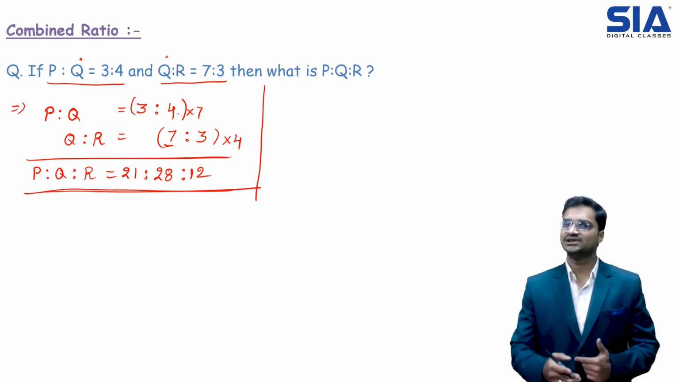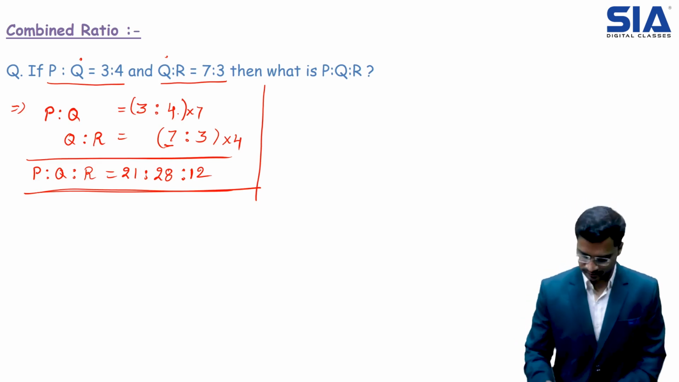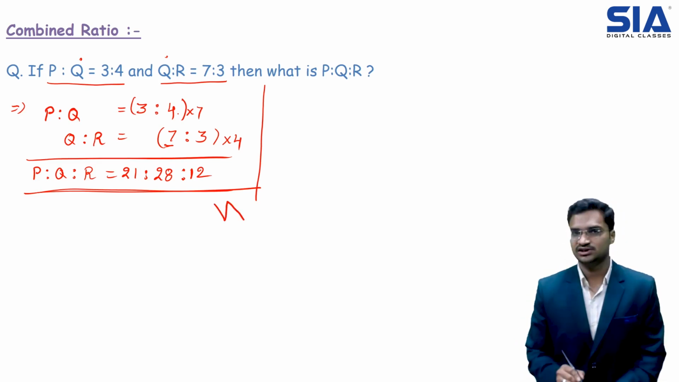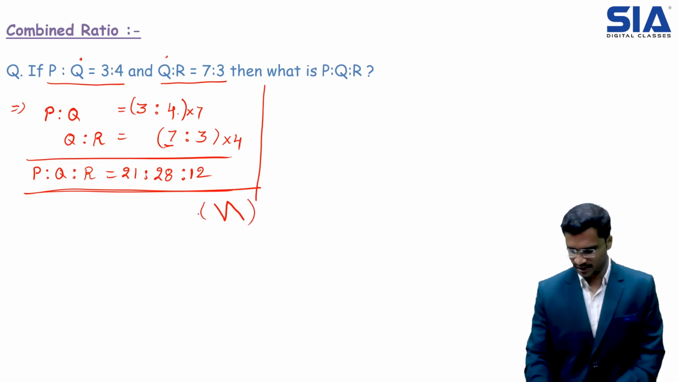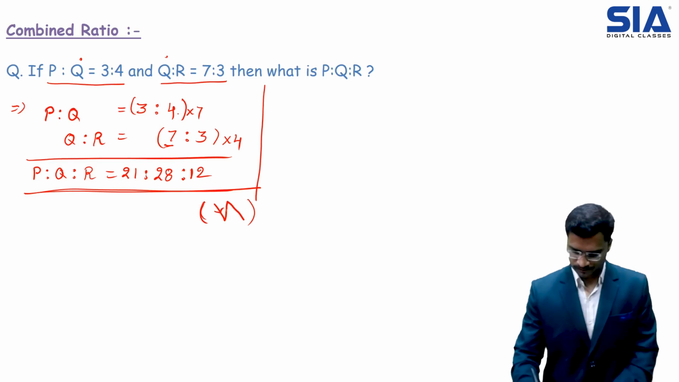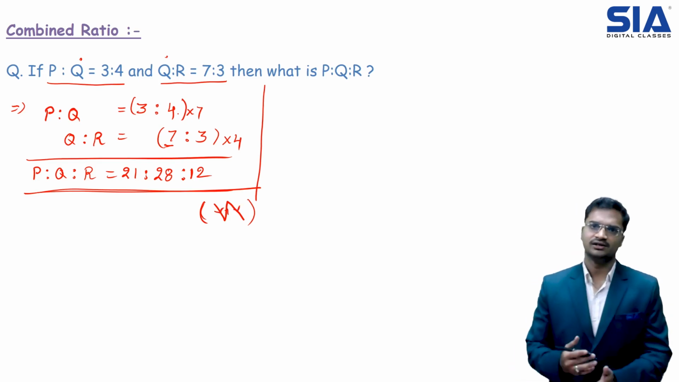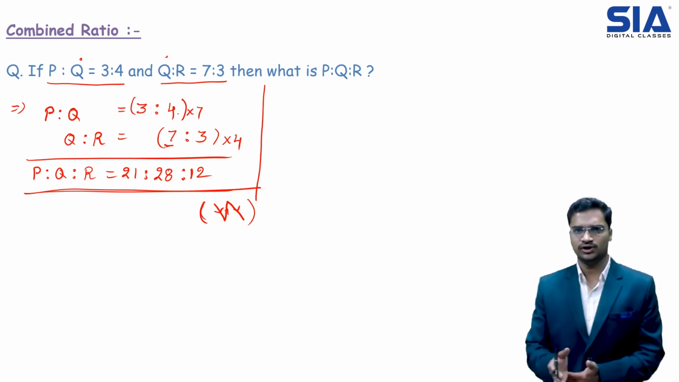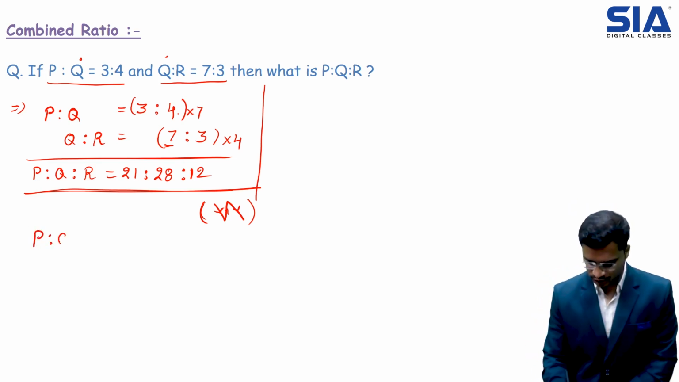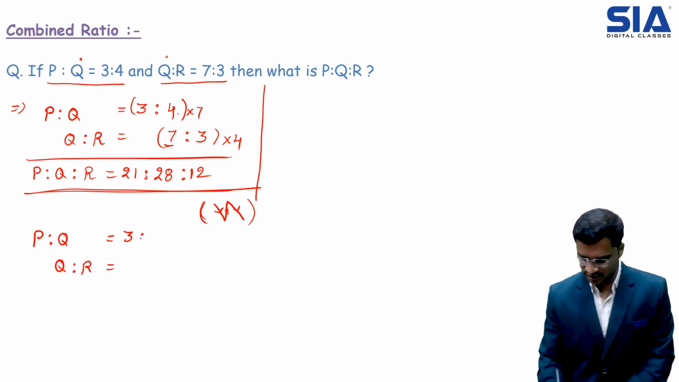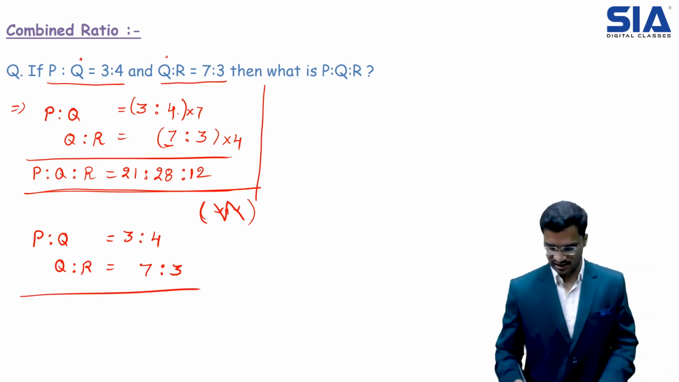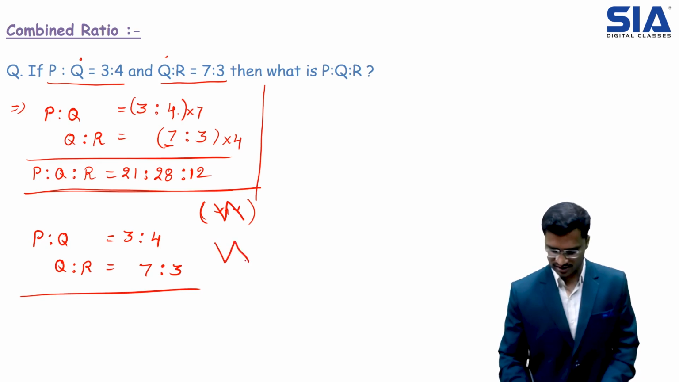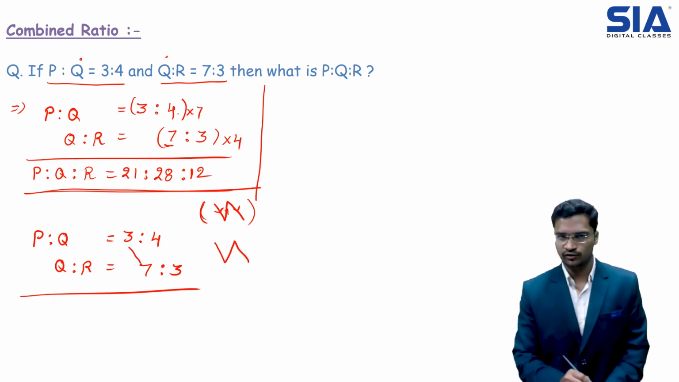Now coming to the second method, which is the reverse N method. What is this? It is a reverse N method. You have to remember this particular diagram and follow it. We write P:Q, then Q:R. P:Q is 3:4 and Q:R is 7:3. Now I have to follow the reverse N diagram. First of all, I go from this to this, then this, then this.